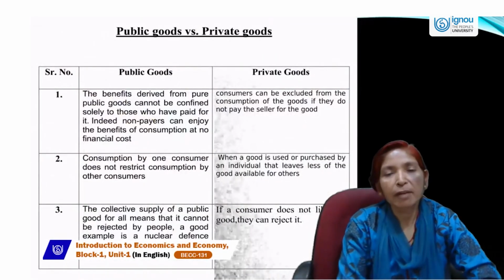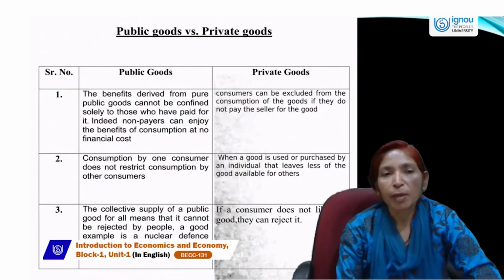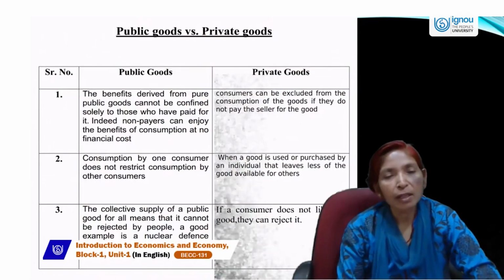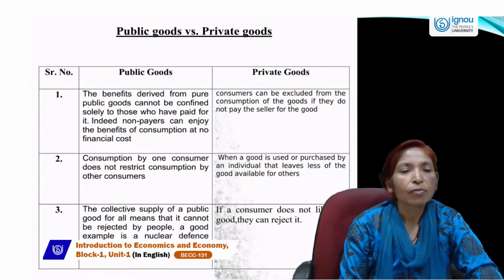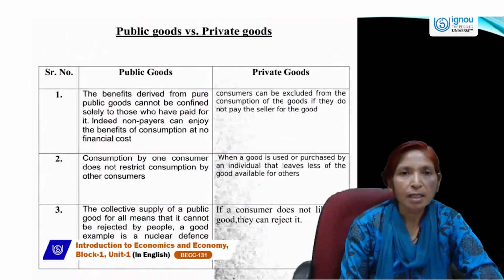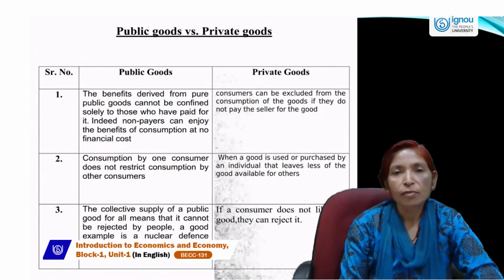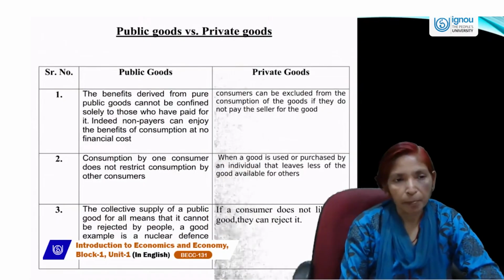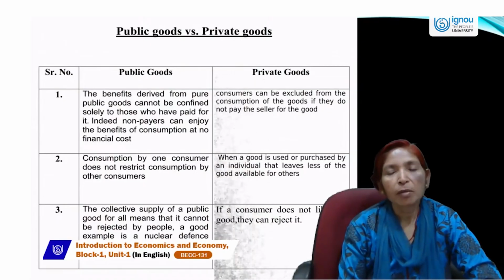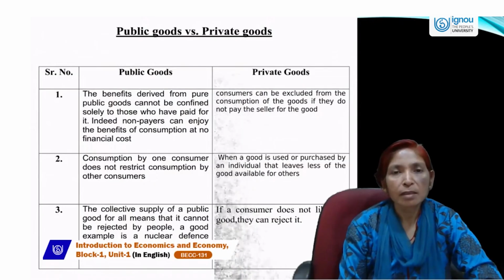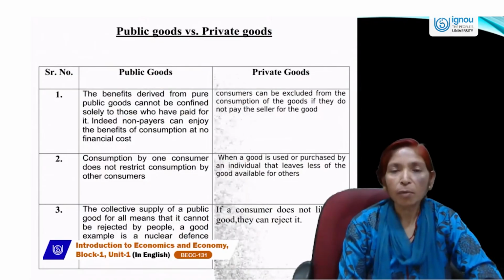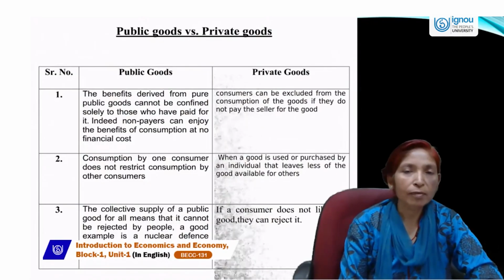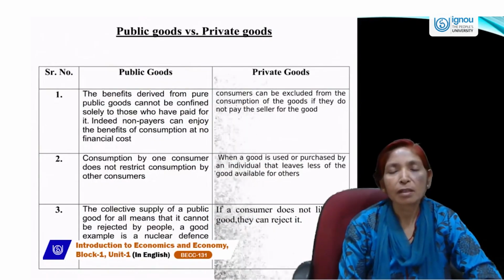Next is public goods versus private goods. What is the meaning of public goods and private goods, and how can we differentiate between these two types of goods? Public goods are those goods which are provided by the government for the whole community, and no one is excluded from the consumption of that community. So the benefit derived from pure public goods can't be confined solely to those who have paid for it. Indeed, non-payers can also enjoy the benefits of consumption at no financial cost.